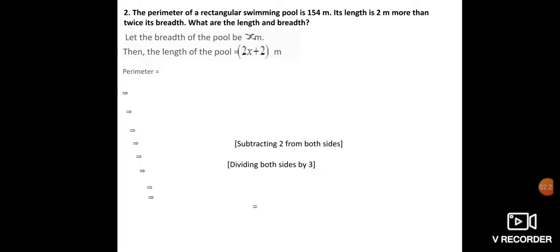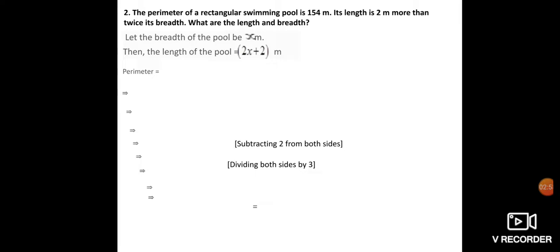The perimeter of a rectangular swimming pool is 154 meters. Its length is 2 meters more than twice its breadth. What are the length and breadth? So students, as we know, perimeter is given, but length is in relation with breadth. That means if I have the breadth, then only I can find the length. So first of all, let us assume the breadth. So the breadth of the pool be x meter.